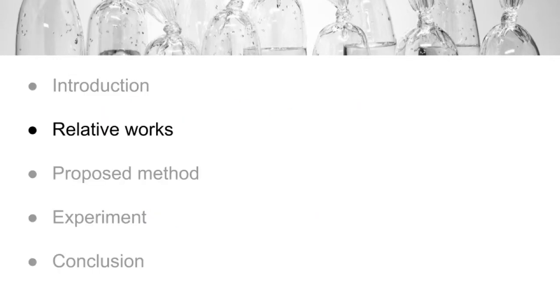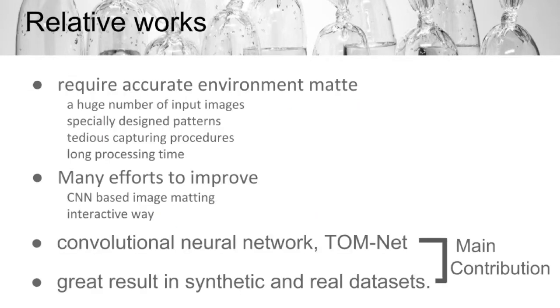So let's look at related works. This paper addresses the problem of transparent object matting. Existing image matting approaches for transparent objects often aim at an accurate environment matte. However, they require a huge number of input images to achieve higher accuracy, or specially designed patterns to reduce the number of required images, which imply tedious capturing procedures and long processing time.